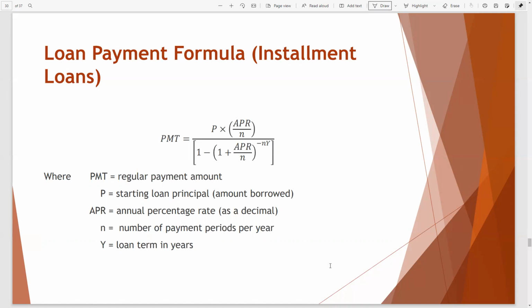And what we need to do is just read from the question what we are given: what is the starting principal amount borrowed, what is the annual percentage rate, and what is the number of payments per year. Usually this N is 12 payments, but we need to see; the question should be very clear about it. And the long term in years. Different types of payment, like private student loans or auto loans, or some other things.